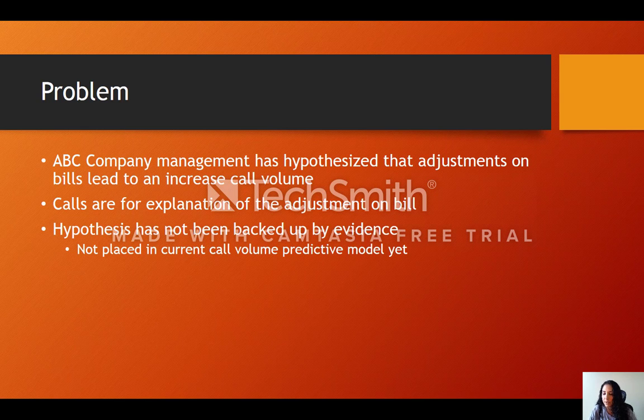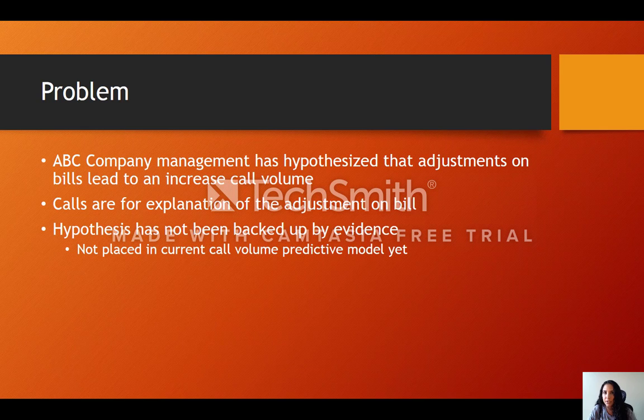So anytime there's an unforeseen spike and contract labor needs to be pulled in, the assumption is, oh, we've had a lot more billing adjustments this month. But this hypothesis has never really been backed up by any evidence. It's not a part of their current predictive model for staffing their call center. It's just something that people have assumed at the company.